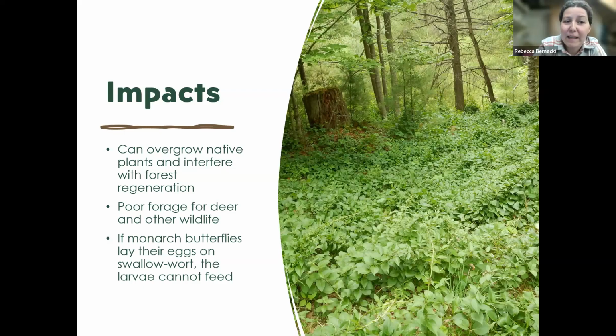But they can really, really easily overgrow native plants, and they can interfere with forest regeneration as they start to grow up those small seedlings and saplings. It's a really poor forage for deer and other wildlife. And as Sean mentioned, if monarch butterflies do happen to lay their eggs on these swallowwort plants, the sap within the plants is toxic to the monarch butterfly larvae, and they cannot feed and end up starving if they're happening to land on these plants.